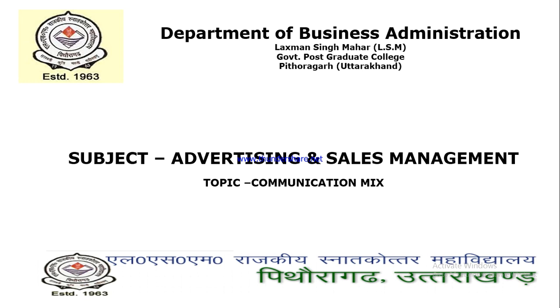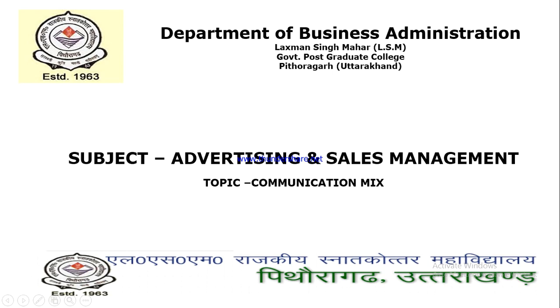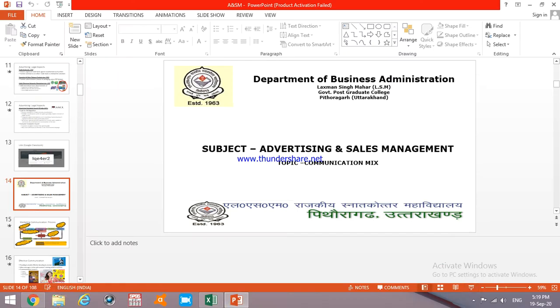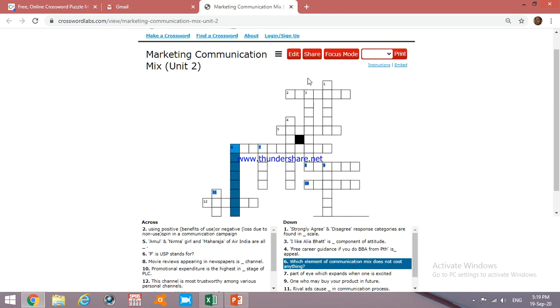Let us first of all discuss the crossword that was given to you, and let me take you to the actual link which was probably shared with you as well. So let us try and solve this particular crossword. We will start with across. Across, I hope you know that it means from left to right or from right to left.